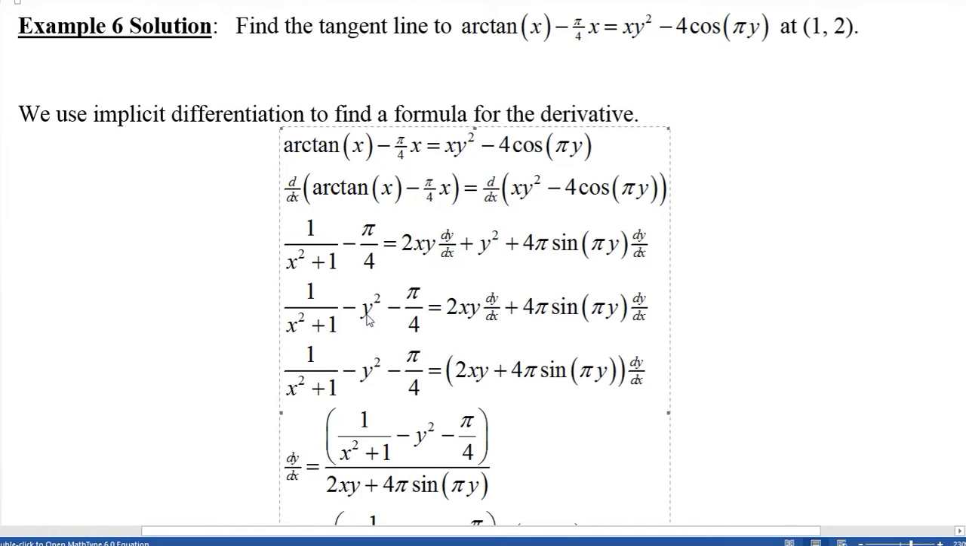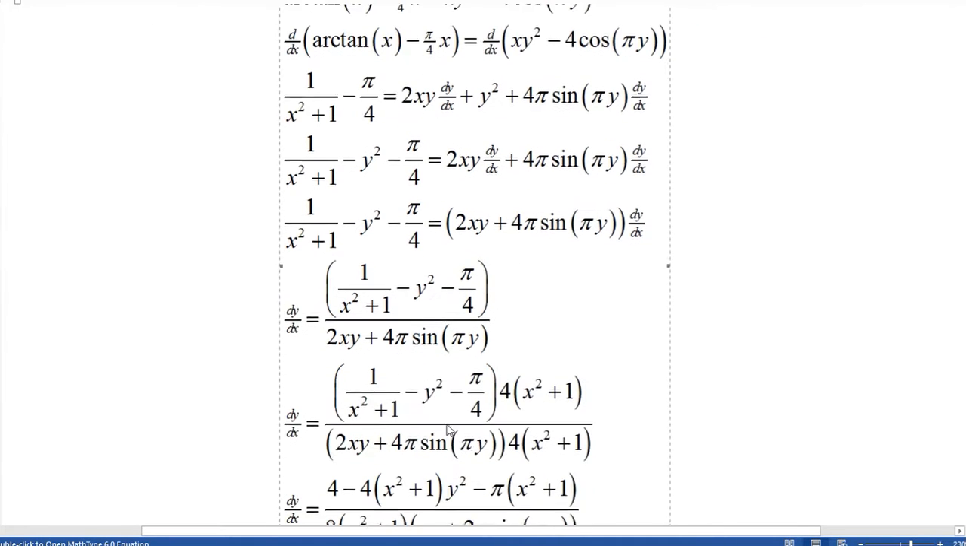Just subtract y squared from both sides. Get it over here. I put it in the middle term. And then factor out the dy over dx. Divide by the coefficient. And we get this.